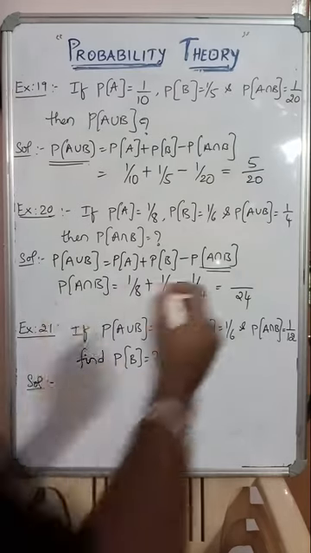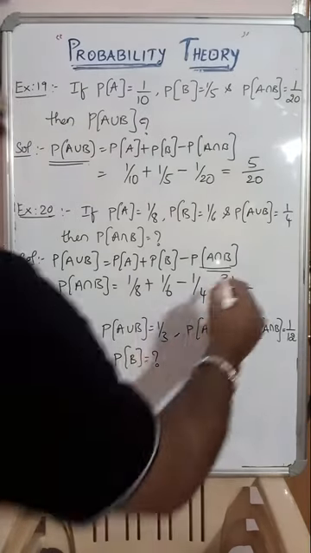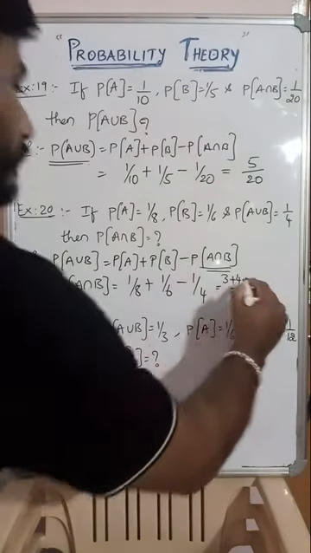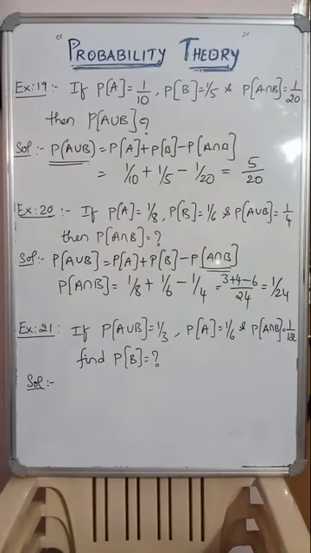Therefore 3 plus 4, 6 times, minus 6, 4 times. So the answer is 1 by 24. Clear guys? So do the LCM carefully. Next question. P of A union B is given, and we need P of A intersection B.